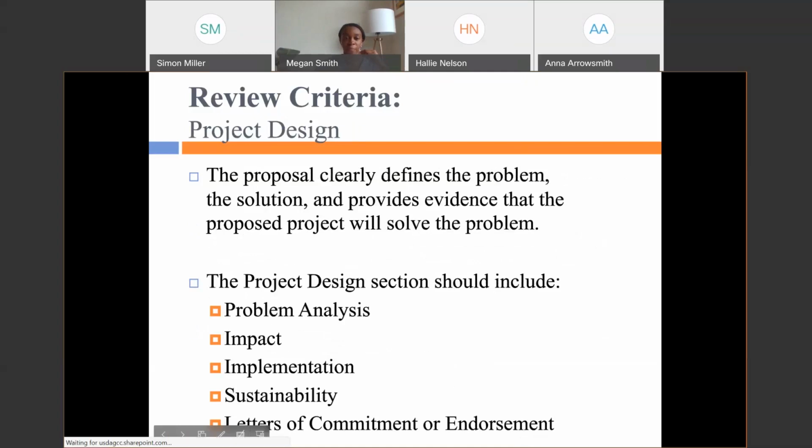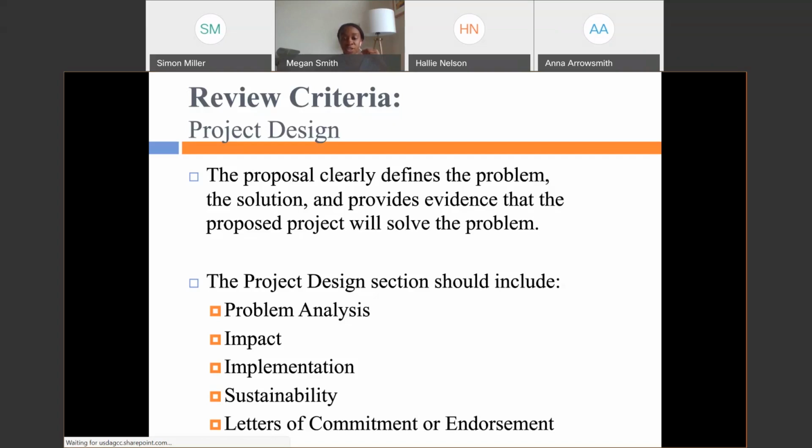First part of the review criteria that I'm going to talk through is the project design section. This section is the most heavily weighted section of the evaluation criteria. This section essentially contains an analysis of the problem and how the project you're proposing will help solve the problem. The proposal should include and clearly describe the problem that will be solved and provide evidence that the proposed approach is well suited to solve the identified issue.